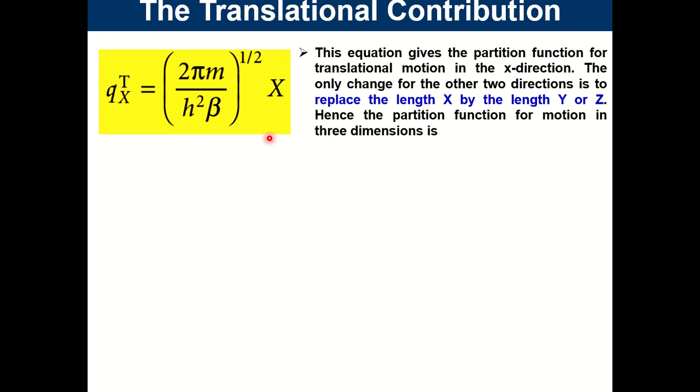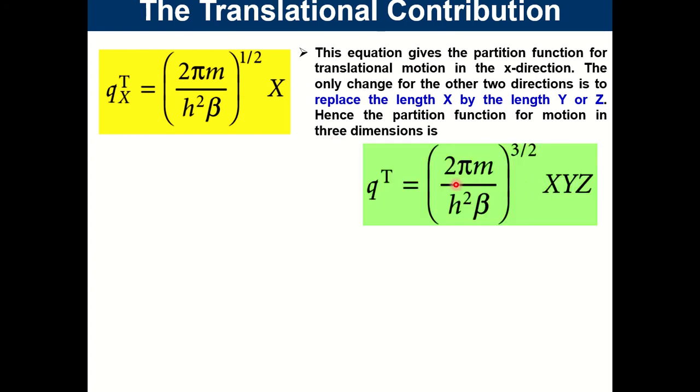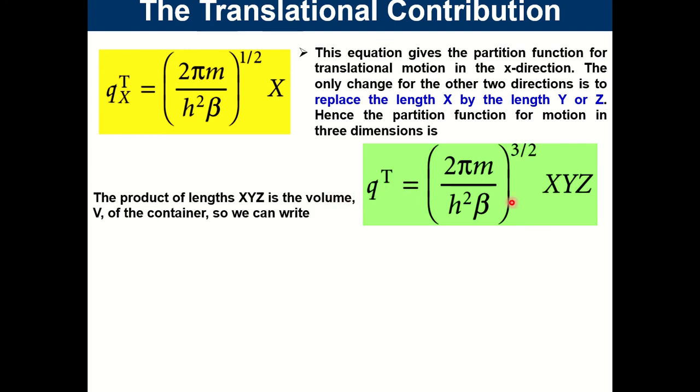So this equation is typically for x direction. What we do here is that we simply multiply y, z over here, and we get an expression like this for a particular molecule moving in all the three directions. And because if length along x, y, and z is multiplied, we get the volume, we can replace this x, y, z term with V, and V by this capital lambda cubed.